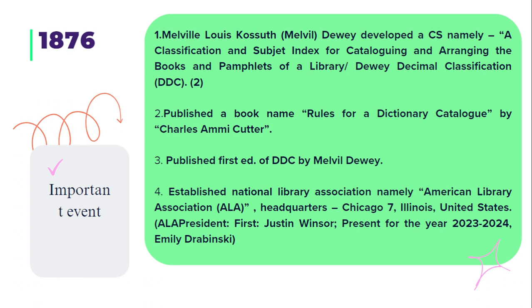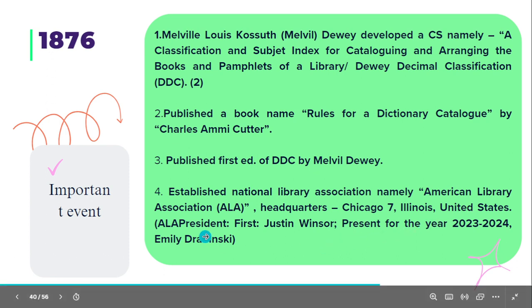Dewey Decimal Classification. Then a book named Rules for a Dictionary Catalog was published by Charles Ammi Cutter. Then the first edition of DDC was published by Melvil Dewey. Then the American Library Association was established, headquarters at Chicago, Illinois, United States. The first ALA president was Justin Winsor. The president for the year 2023 to 24 was Emily Drabinski.